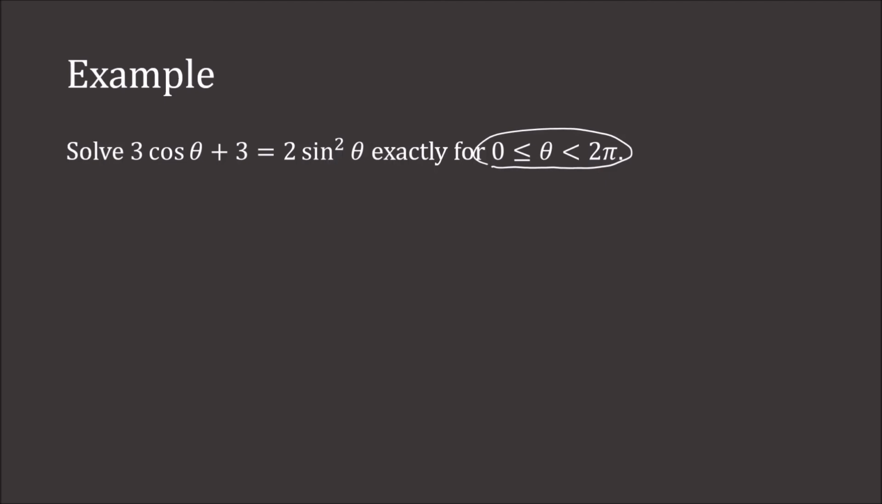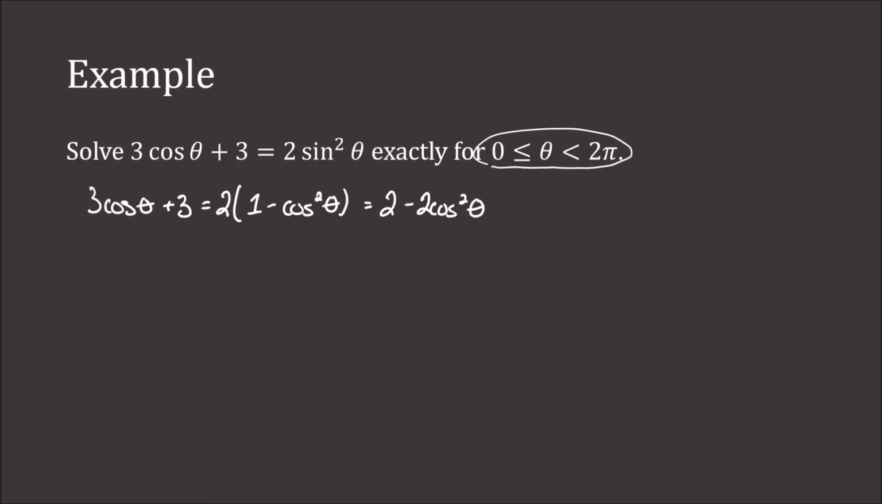3 cosine theta plus 3 equals 2 sine squared. Now again, the idea is we do not want that sine squared there. We want to try and write it in terms of cosines. In this case, the Pythagorean identity is going to be helpful. So we can write this as 3 cosine of theta plus 3 is equal to 2 times then 1 minus cosine squared.